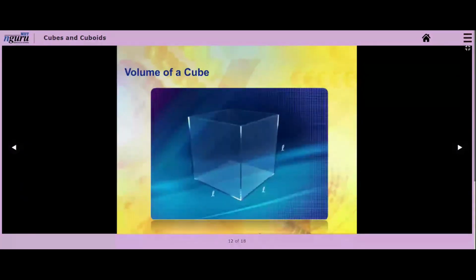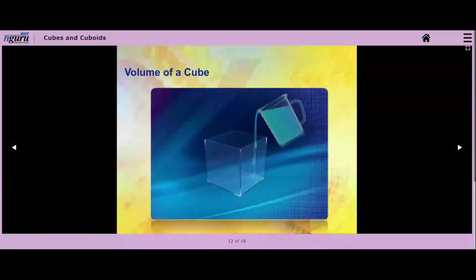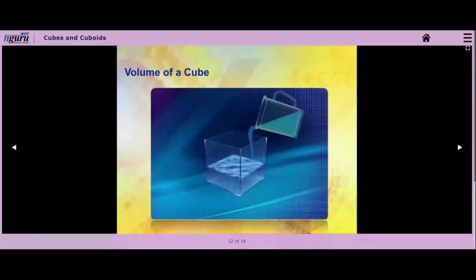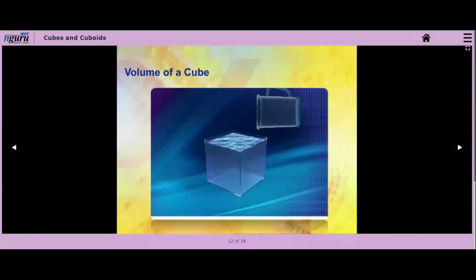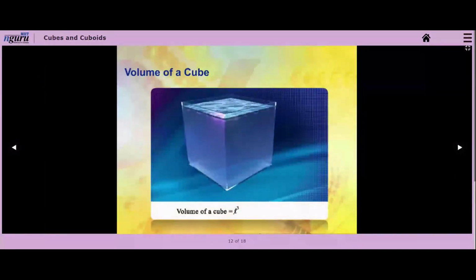Consider a vessel with length, width, and height, each equal to L. Pour any liquid into it. What do you observe? The liquid covers the base first and then rises. Hence, the volume of the cube, which is equal to the volume of the liquid that can be poured into it, is equal to area of the base into height. The area of the square base is L multiplied by L. Therefore, the volume of a cube is equal to L cube. Sometimes they name it as A cube also.